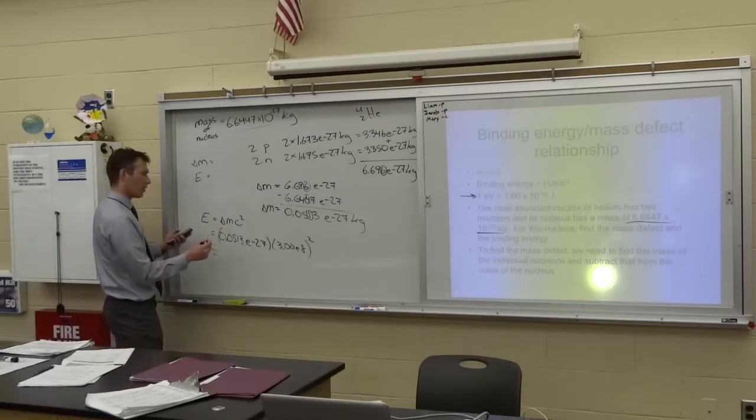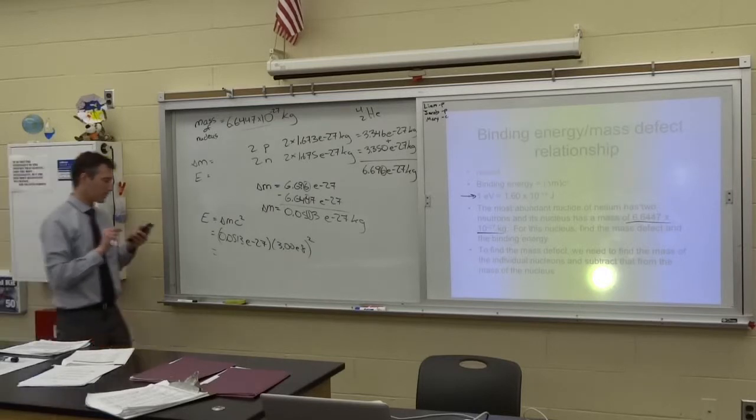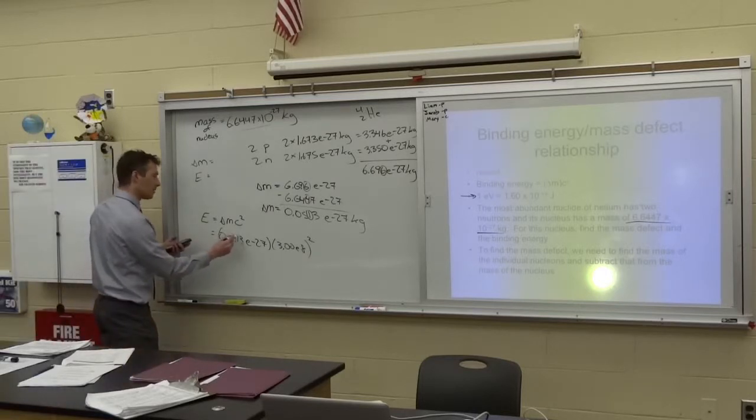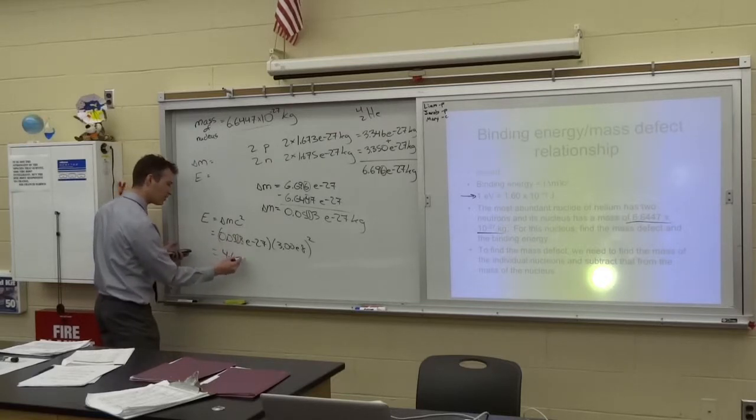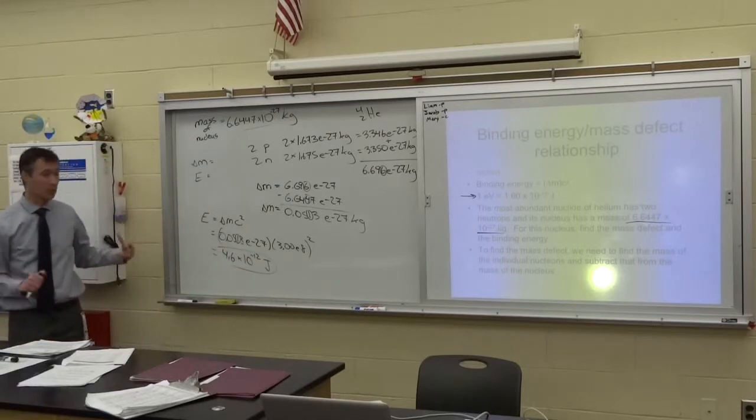Whoa. No, that's way too big. I still forgot my exponent. How's 4.6 times 10 to the negative 12th sound? Alright. 4.6 times 10 to the negative 12th joules of energy is required to pull that alpha particle totally apart.